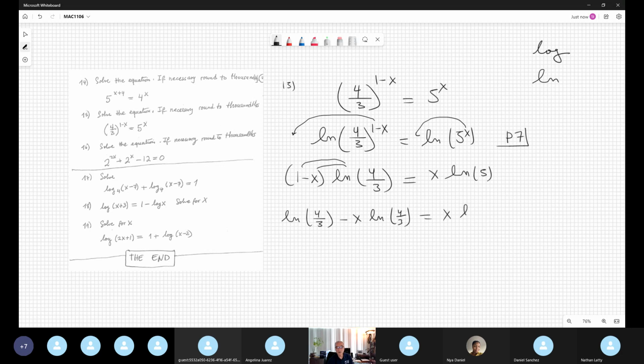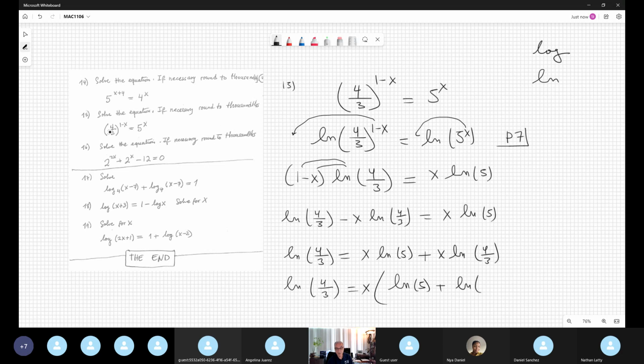Minus x times logarithm, equal x times logarithm of 5. If my goal is to solve for x, I try to move everything that contains x to one side, maybe right, maybe left. I prefer right in this case, plus natural logarithm of 4/3. Now the common factor is x. Inside the new parentheses, we have logarithm of 5 plus logarithm of 4/3.